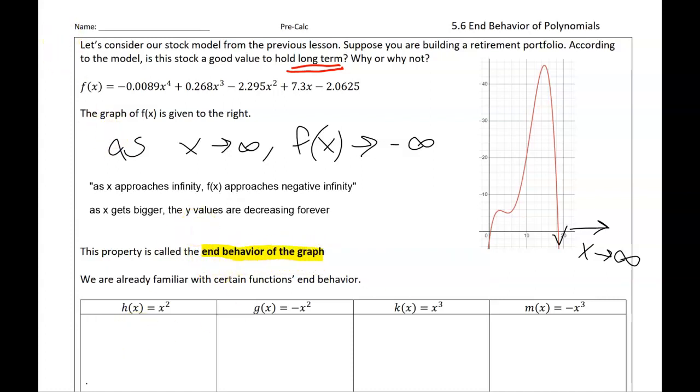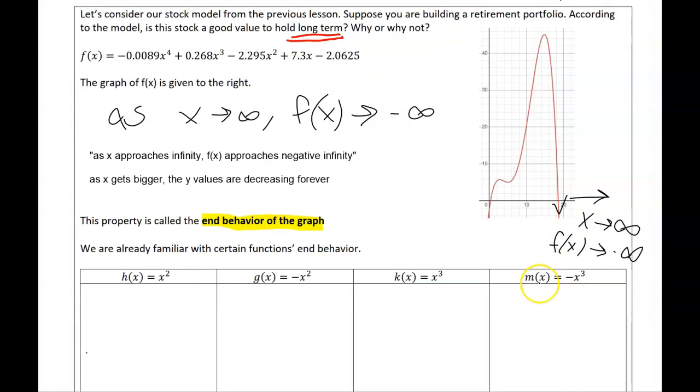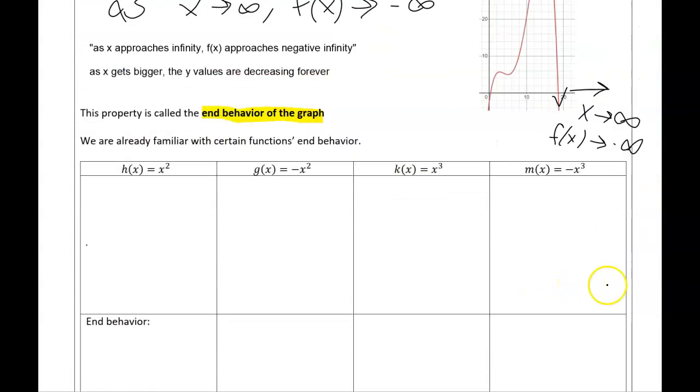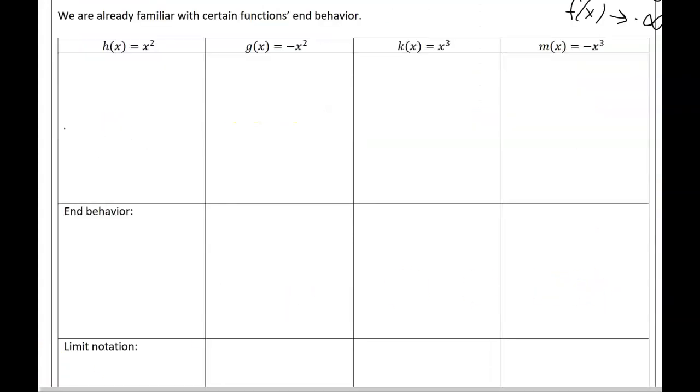So the end behavior of this graph is as x goes to infinity, f of x goes to negative infinity. And this particularly is the right end behavior. We'll talk a little bit about the left end behavior here in a second. Before that, however, we're going to make a little table of just familiar functions. So take a look at h of x, g of x, k of x, and m of x. These are all functions we're somewhat familiar with at this point in our careers already.